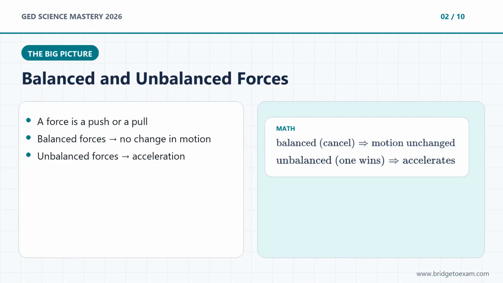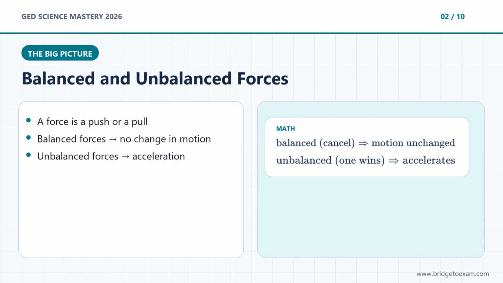Here is the big idea. A force is simply a push or a pull. Now, when the forces on an object are balanced, meaning they cancel each other out, the object's motion does not change. It stays still or keeps moving exactly as it was. But when the forces are unbalanced, one side wins, the object speeds up, slows down, or changes direction. We call that change in motion acceleration. So balanced forces keep things steady.